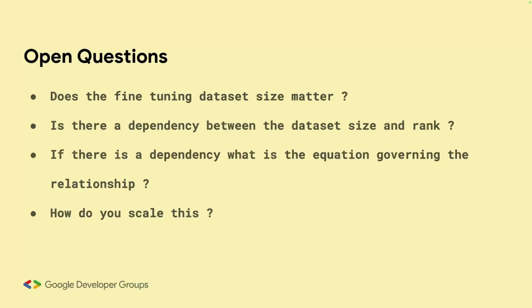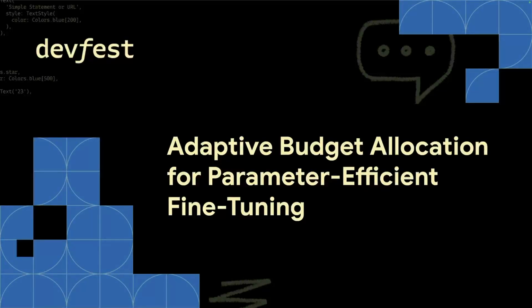Right? There are questions like this which need to be answered. Or I don't know, and if it does matter, what is the equation? Is it linear, quadratic, who knows? And how do you scale this? Some of these questions have been answered in the past few months with people making lots of versions of LoRA, some of which we might cover if we have the time. But yeah, okay. Oh, we do have the time.